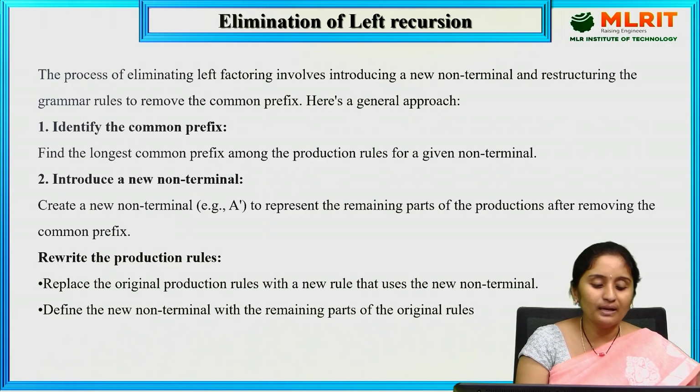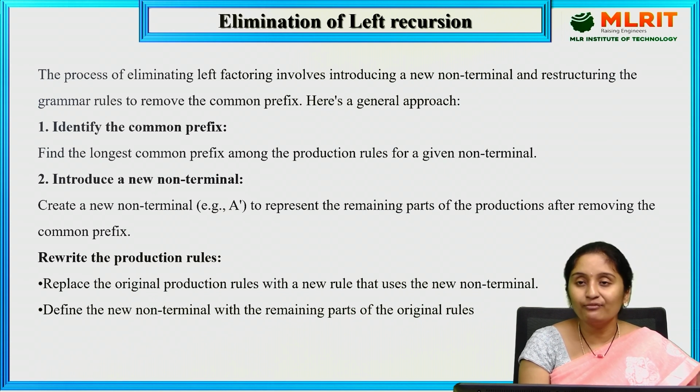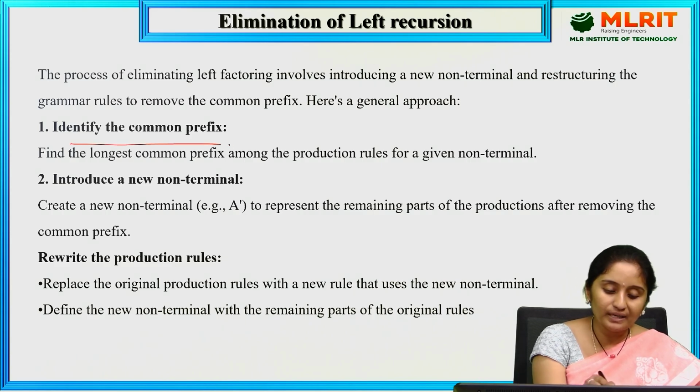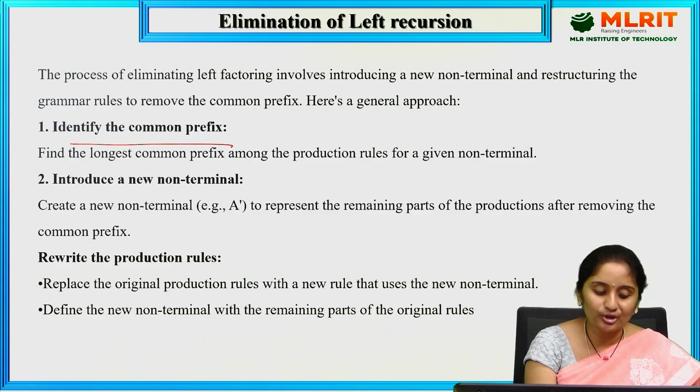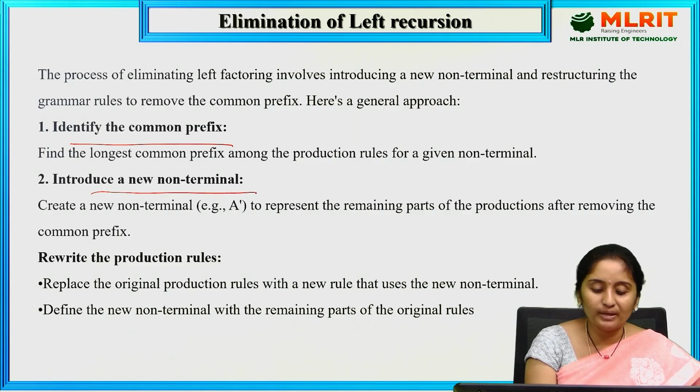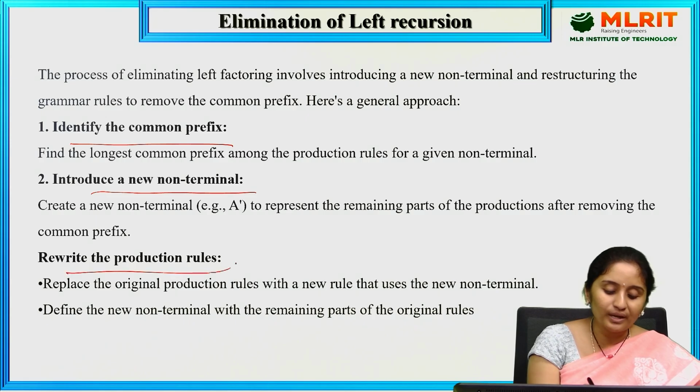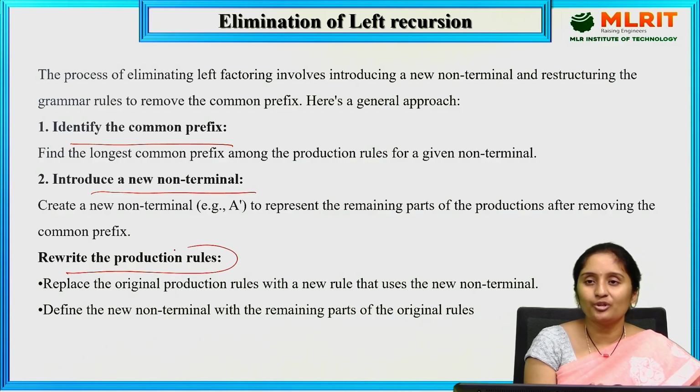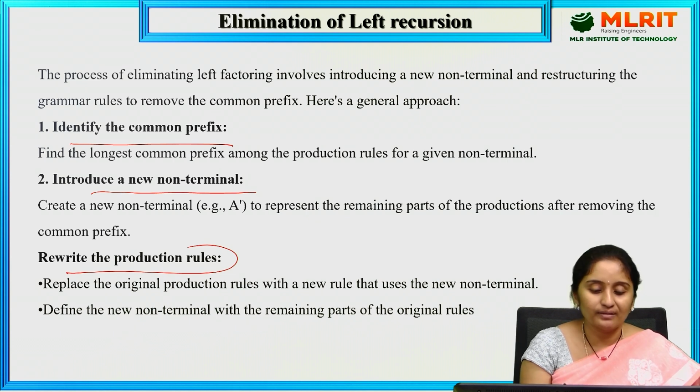To eliminate left factoring, we first need to identify whether the given production is left factored or not, that is, whether there is any common prefix in the given production rules. Then we introduce a new non-terminal. If it is E, we introduce a new non-terminal E dash. If it is A, we introduce A dash. And we rewrite the production rules. Once we rewrite the original production rules, we eliminate the left factoring.